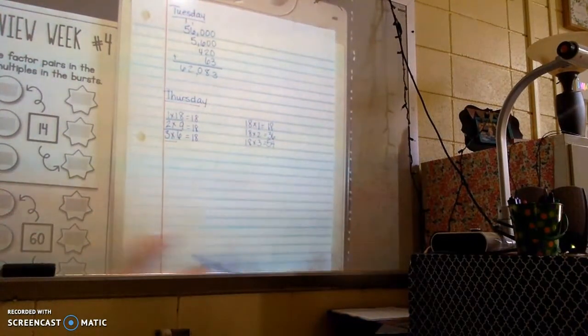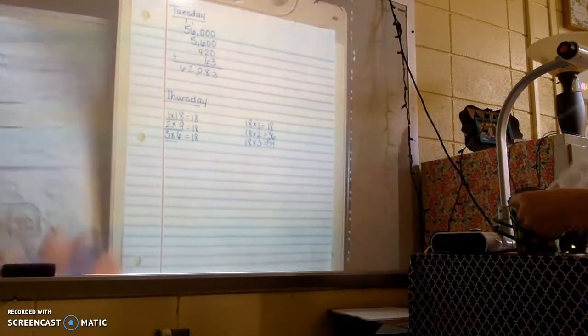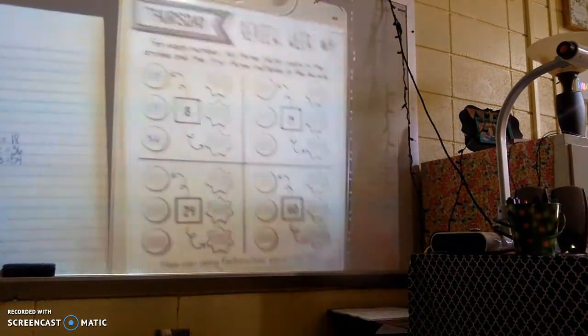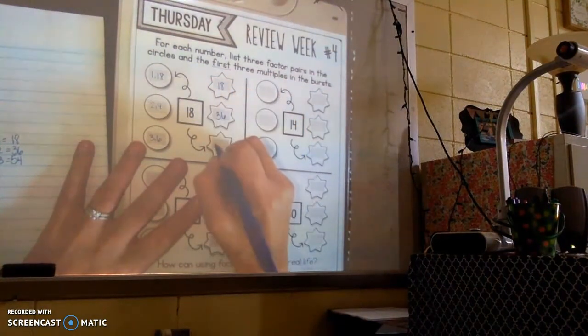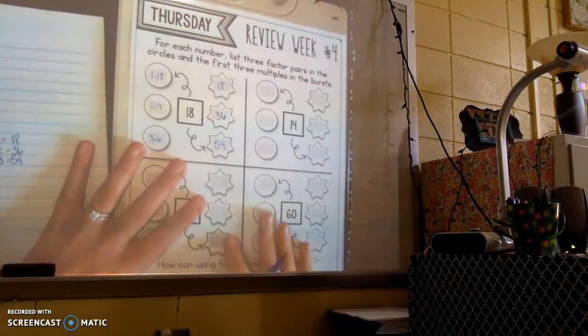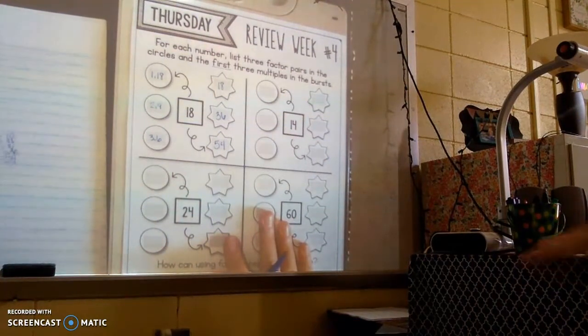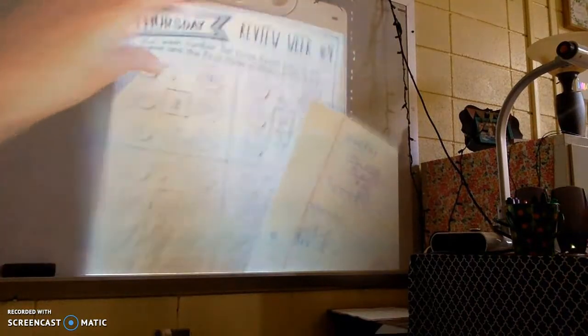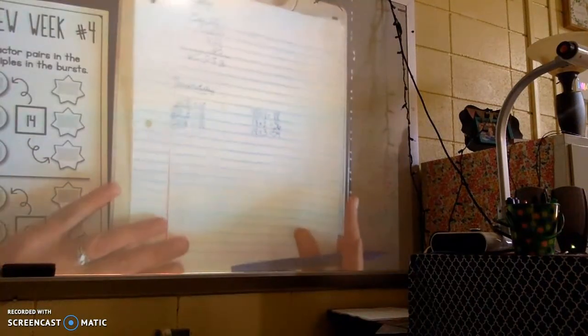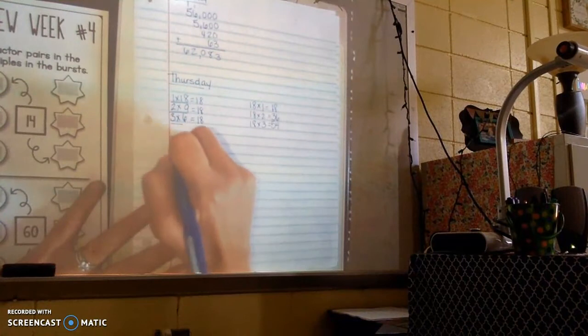And you can keep going and going forever and getting lots of different multiples of 18. But I'm just going to list the first 3. So 18, 36, and 54 are going to go inside my bursts. Okay, I'm going to do the same thing now for the number 14. So first I'm going to find my factor pairs.